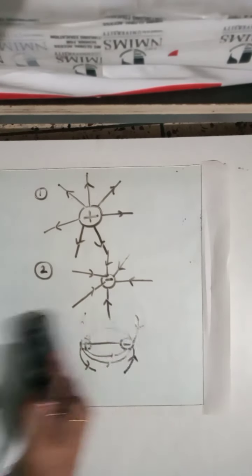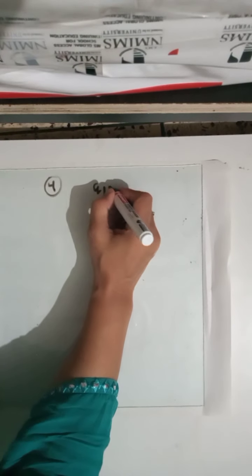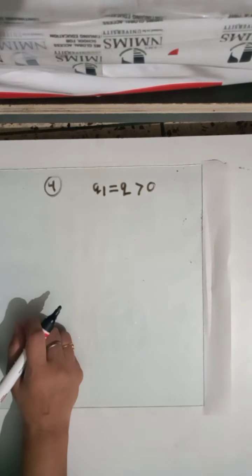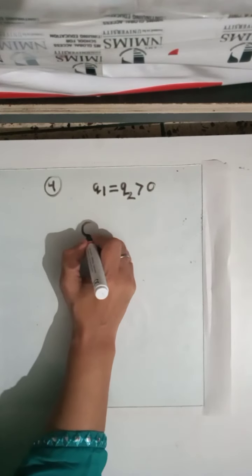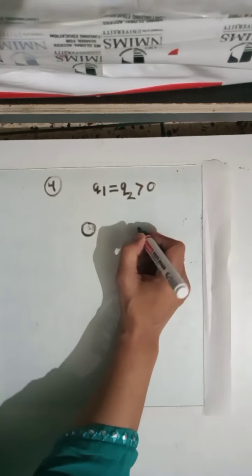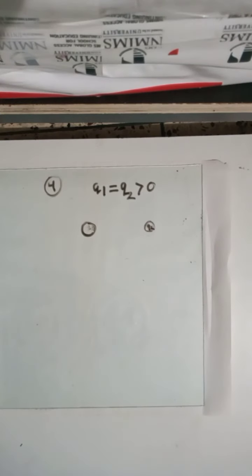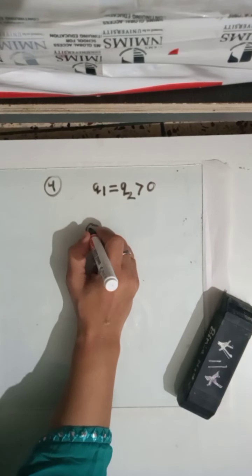Now the fourth type of pair is two equal positive charges. That means two charges both equal to each other and both positive, that is Q1 equals Q2 greater than 0. This charge is your Q1 charge, this charge is your Q2 charge, and both charges are equal to each other. Both are positive charges. Now we can draw in this manner.